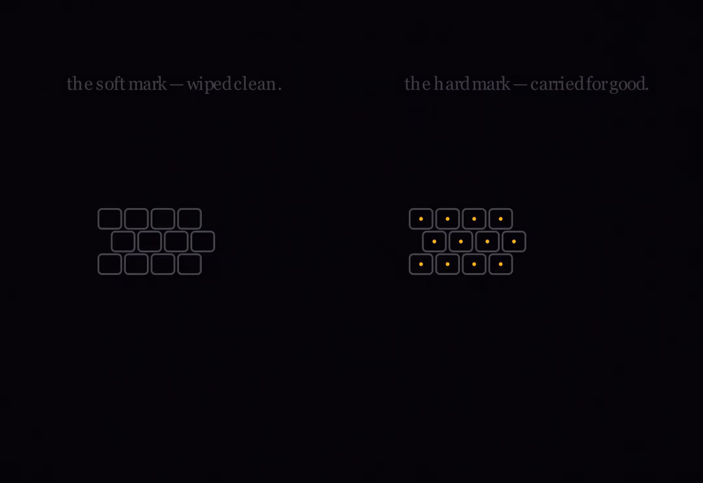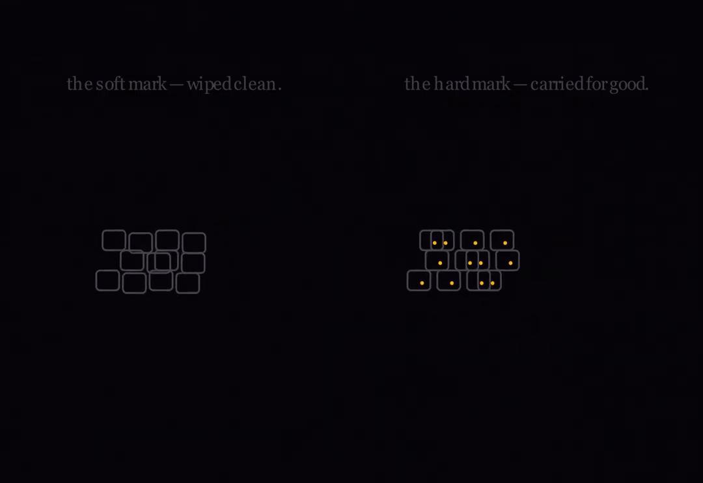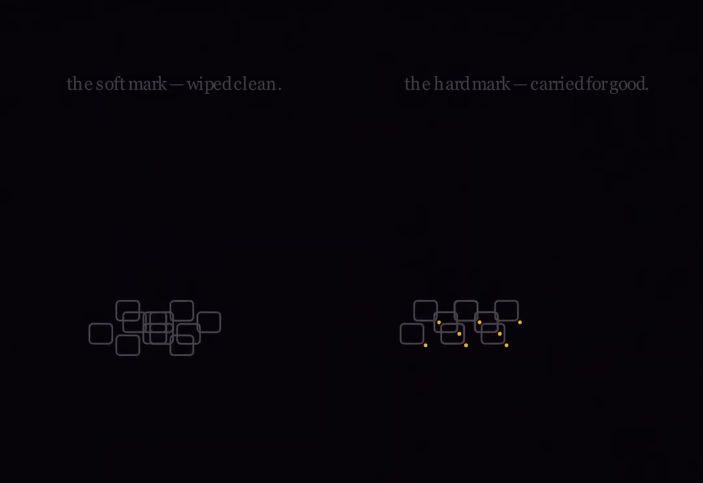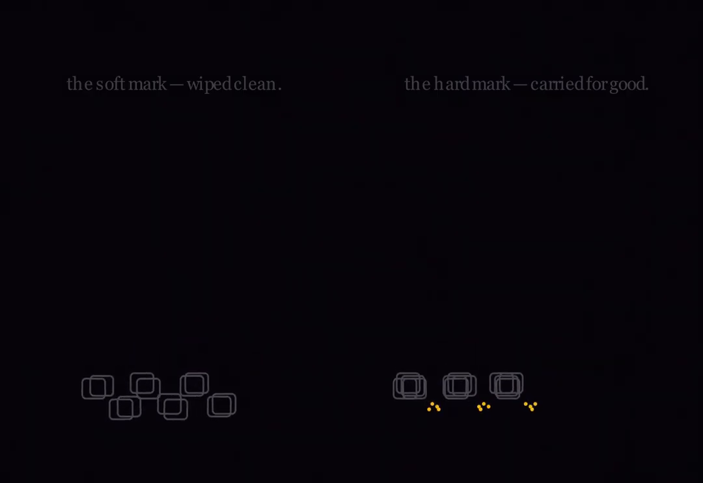So the cell keeps 2 marks of age, one soft and one hard. The soft mark is the clipped tyrosine, a mark that lasts exactly as long as the wall, wiped clean the moment the stone falls back into the loose pool. The hard mark is delta-2, a record of age that no repair enzyme can touch, carried by the stone for as long as the stone exists.